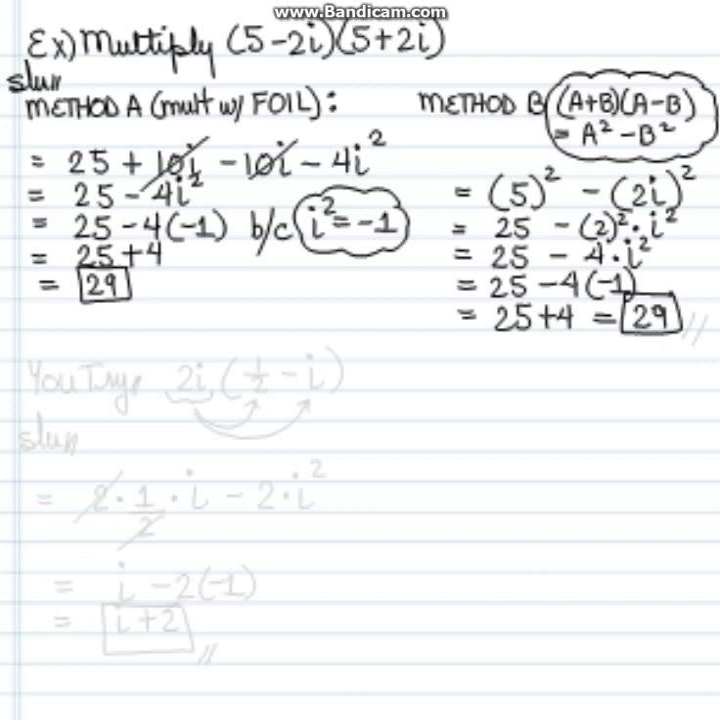So you can use either of these methods and you'll get the same answer. So the key thing here is distribute the multiplication, and don't forget to change i squared to negative 1. Okay, so you try this one. It's a little bit different. The first complex number is 2i times the second complex number, 1/2 minus i. Pause the video and work through this problem, distribute the multiplication, simplify, and then come back and restart the video and see if we agree.